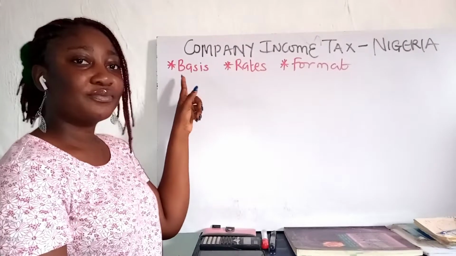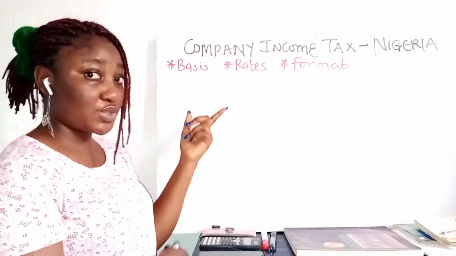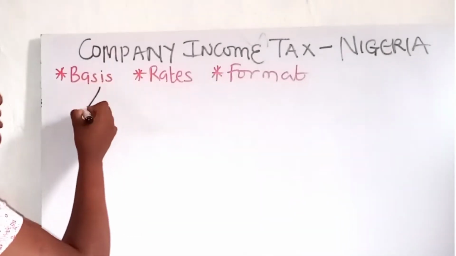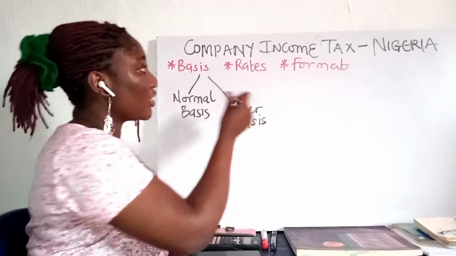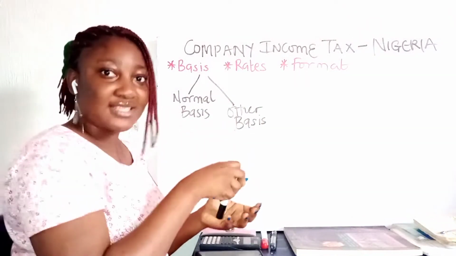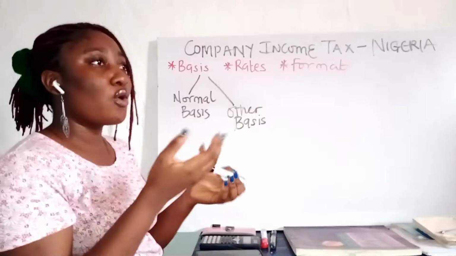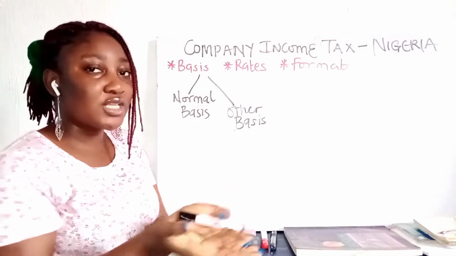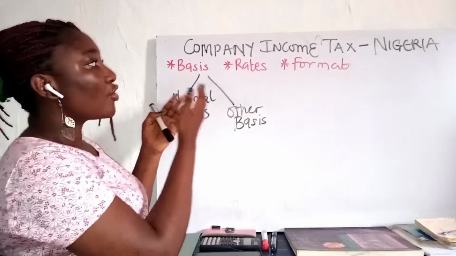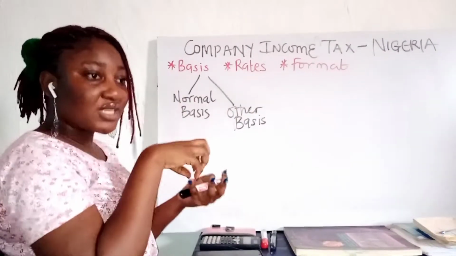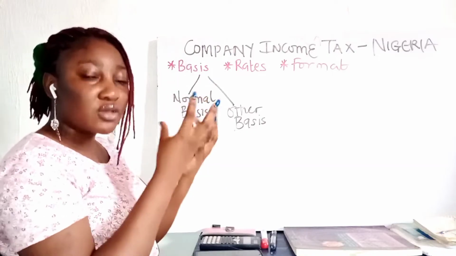In company income tax, I'm teaching based on Finance Act 2020. Now we have the normal basis and we also have the other basis. Basis here is what are you taxing? That's what base is about. What is the tax base? You know there's tax rate and there's tax base. So what's the base that you're applying your tax rate upon? So the normal basis is saying compute your tax based on taxable profit, the normal profit of the company.